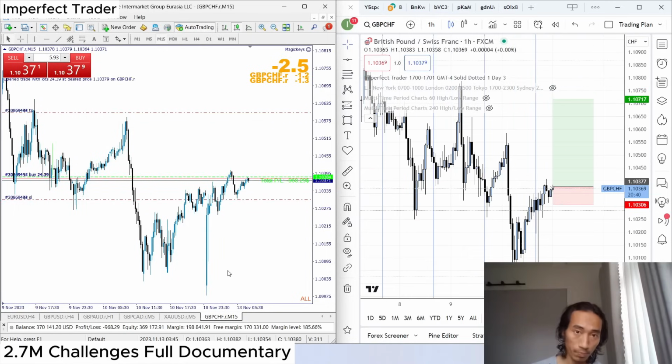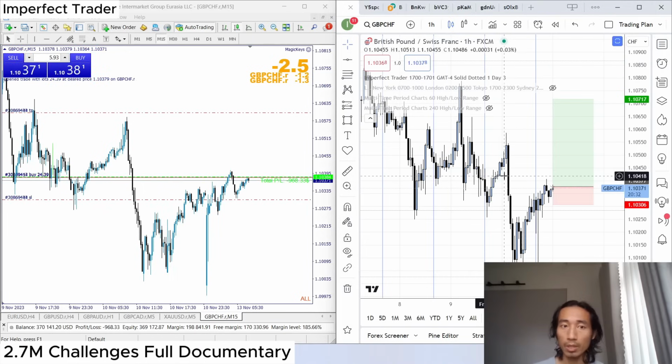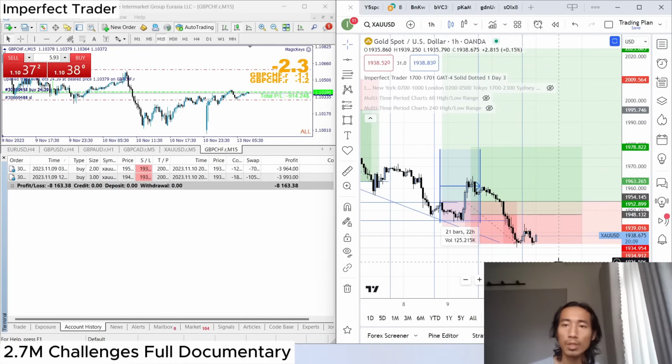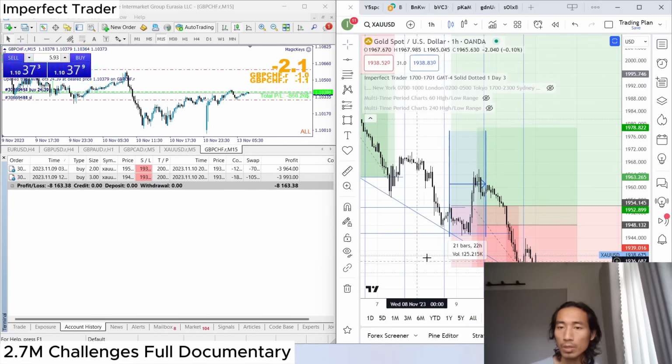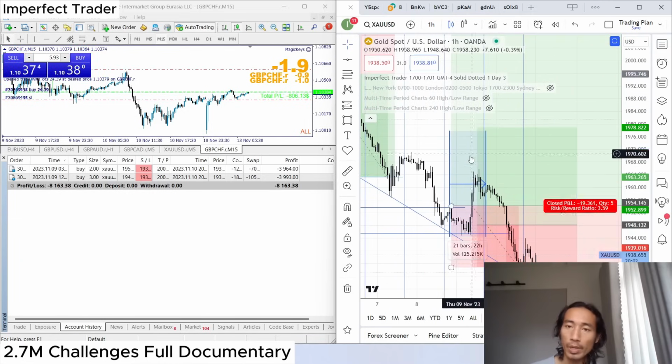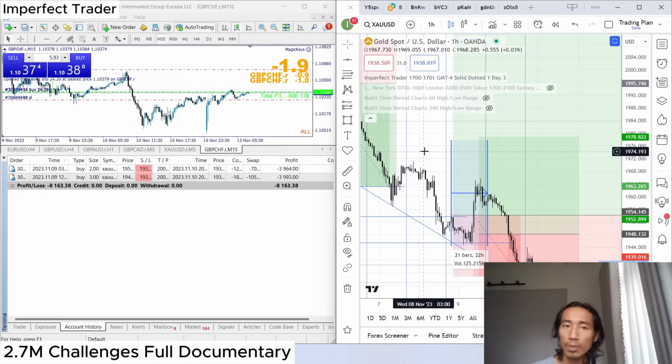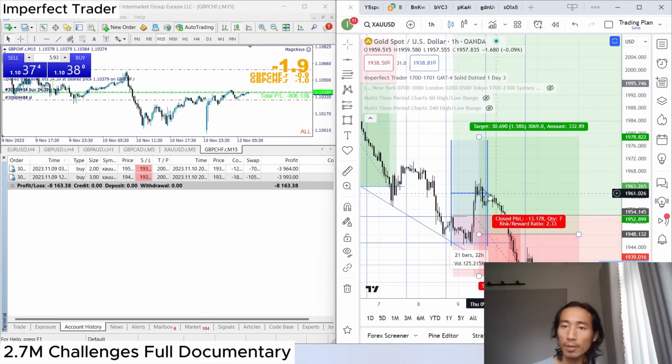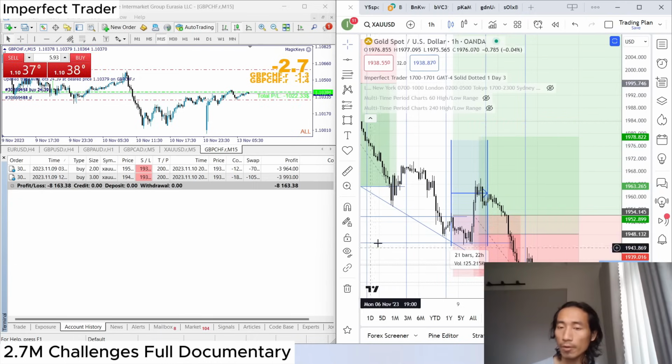So this is the new trade on Monday. I want to update about the gold trades last week. So here are the gold trades. For both of these trades, I was up a little more than 1%, but eventually I held for too long and I got stopped out.